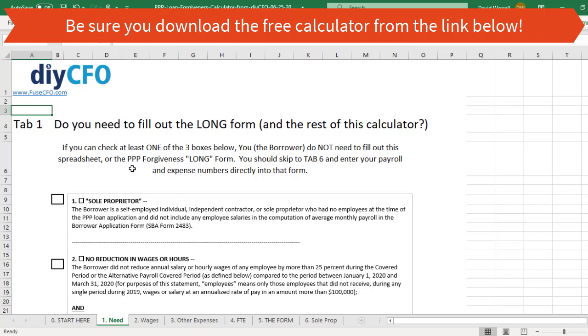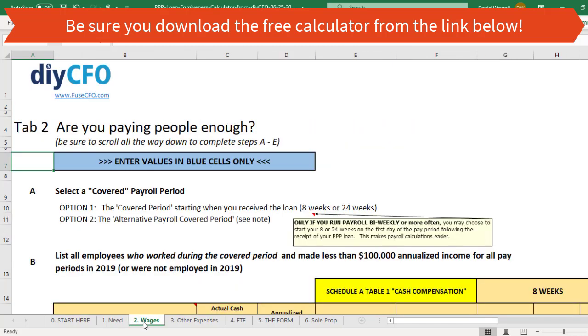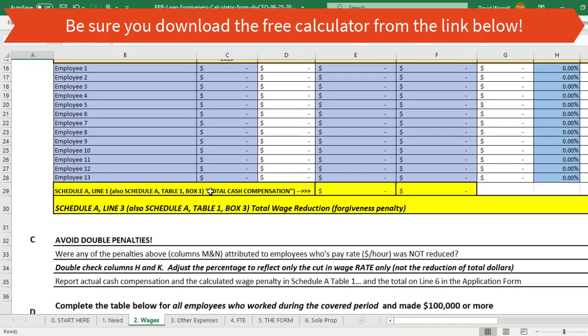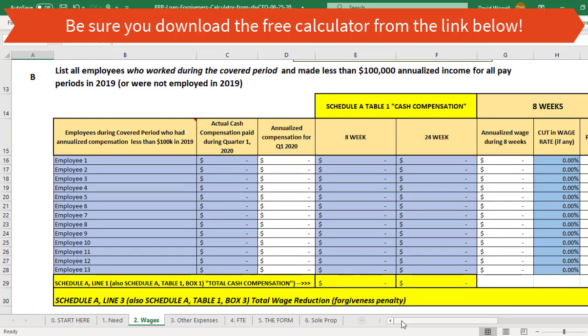But let's say that you can't answer yes to these 3 questions and that you have some penalties to calculate, that maybe you haven't been able to use all of your money. Well, that's not hard. We go to tab number 2, Wages, and we answer the question, are we paying people enough? Again, entering values only in blue cells. You'll start here by getting your payroll reports from your payroll company, ADP or Intuit, and they'll give you a report that will look a lot like this table.